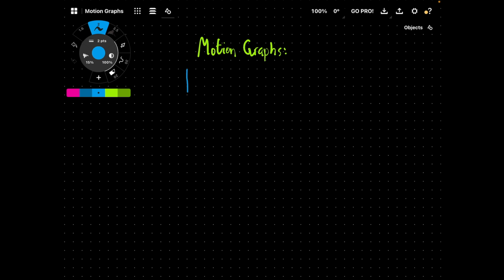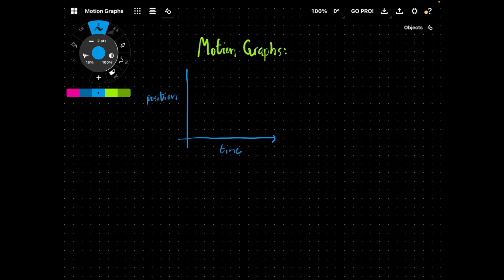The first type of graph, position versus time. In other words, an XT graph, where we have time on the x-axis, that always happens, and then we have position on the y-axis. So normally what happens is from these graphs, not only are we figuring out position, most of the time we're also figuring out velocity. But that's going to come in a bit.